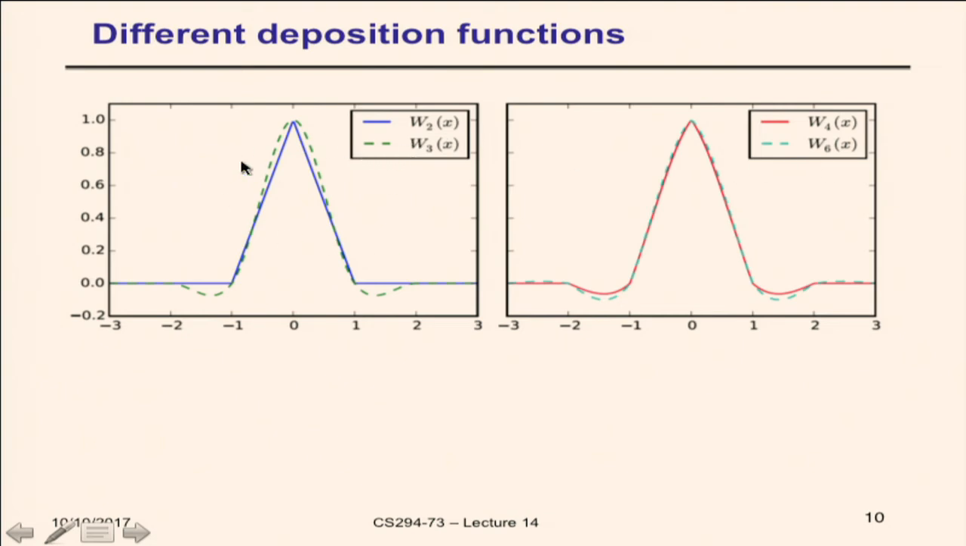W3 and all of the others have some regions that are negative. Here, W3 has a little negative here, a little negative here. As you go to higher order, W4, you get a function that extends out to here. And then W6, actually, what happens is as you go to higher order, the support of these things gets larger. So there's a cost trade-off in going to higher order in terms of how complicated your deposition function is.